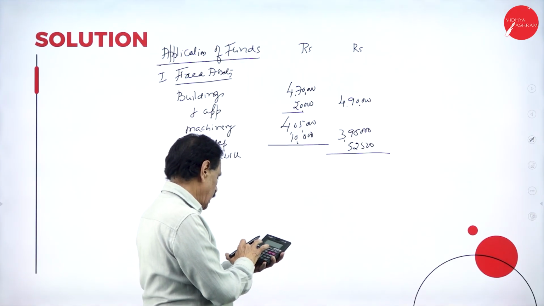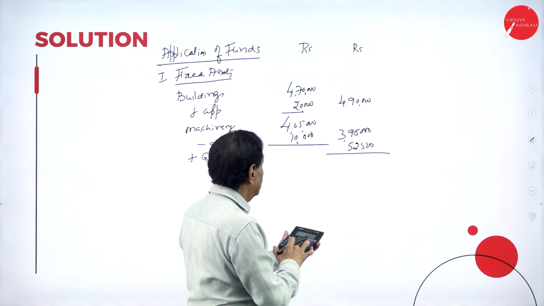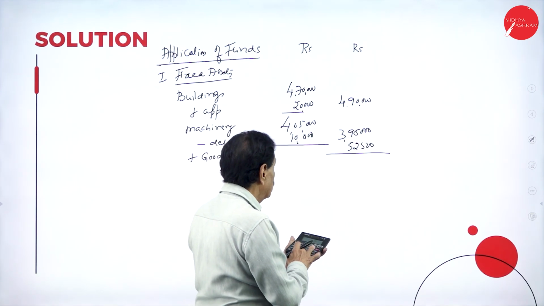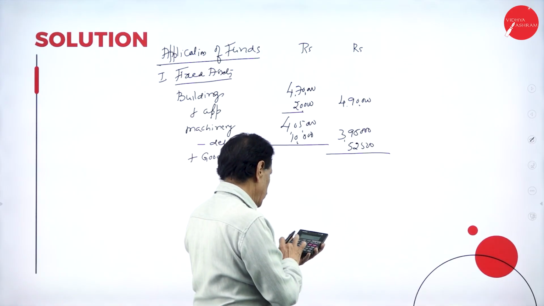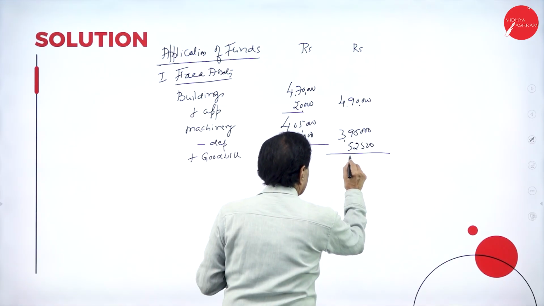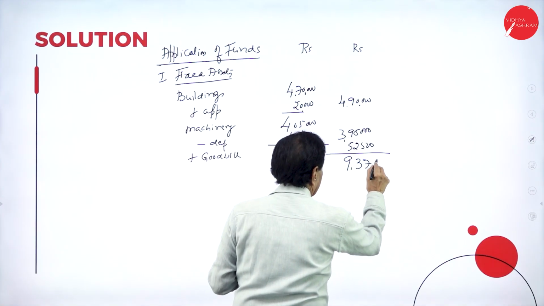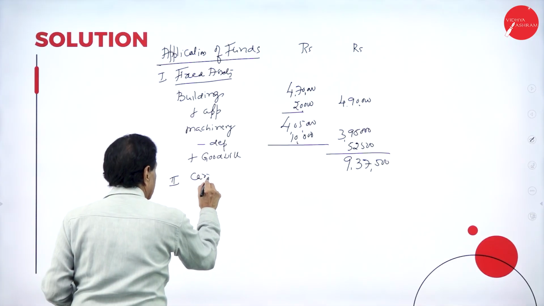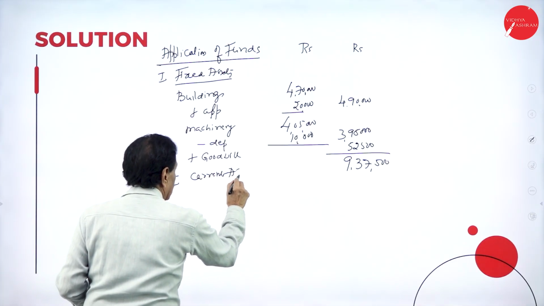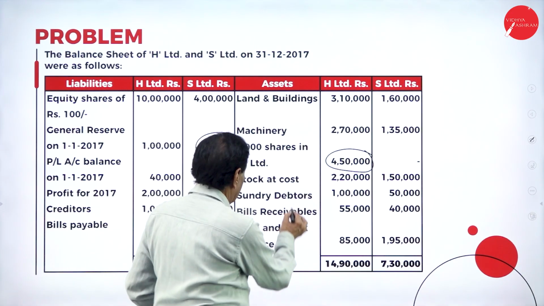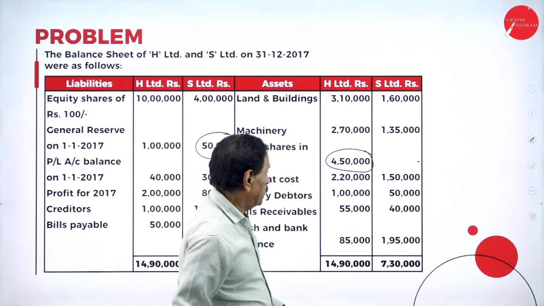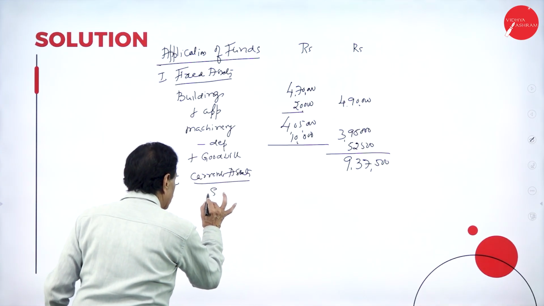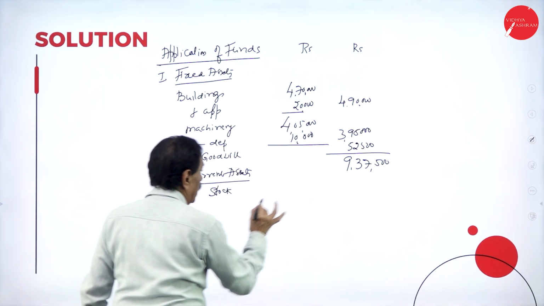Add 4,90,000 plus 3,95,000 plus 52,500. 9,37,500. Number 2, current assets. Stock 2,20,000 plus 1,50,000, 3,70,000. Stock 3,70,000.